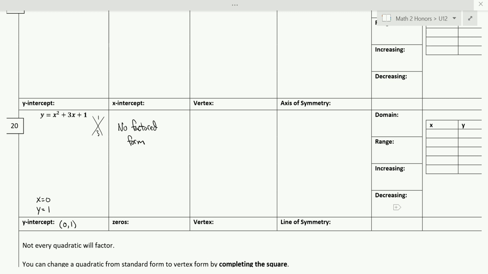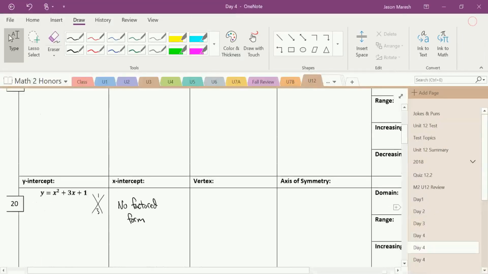It's going to be a method that I'm going to teach you called completing the square, and it's going to be something that you're going to need for Math 3 a lot. So I'm going to ask that you take out a separate sheet of paper. We're going to take some notes on that, and we'll come back to this. But we need to have a little bit of practice on completing the square.